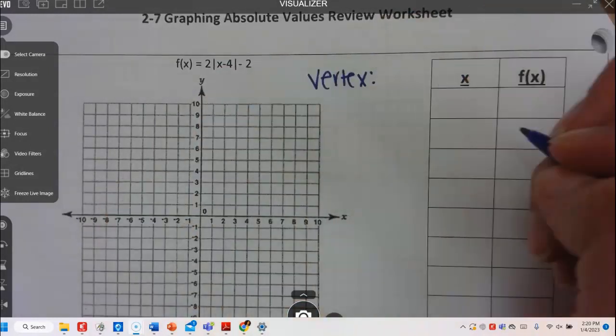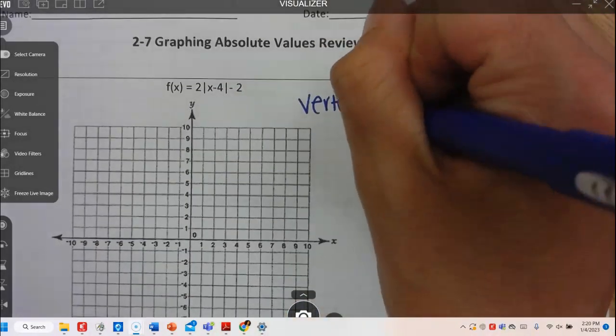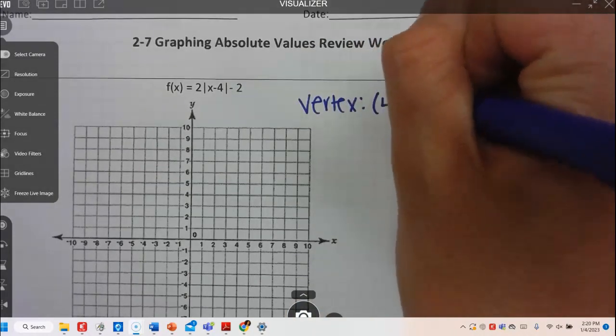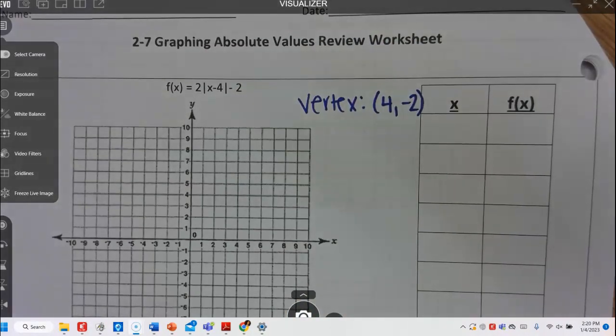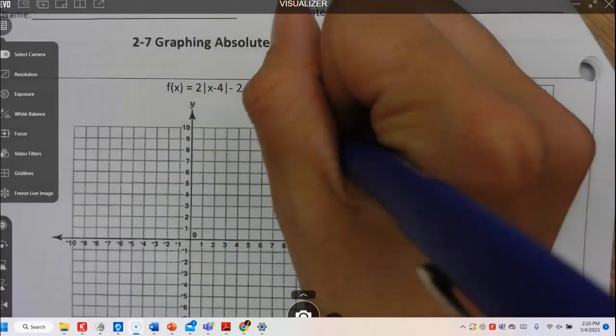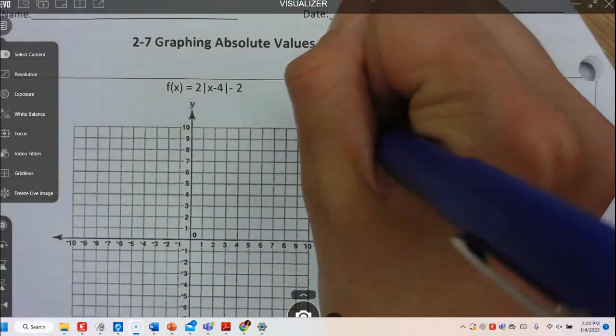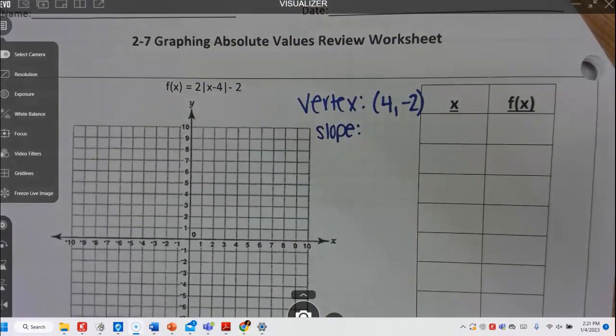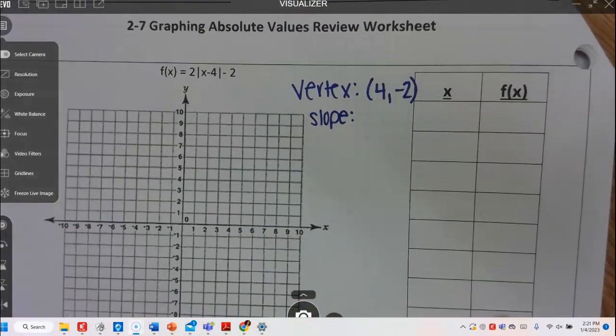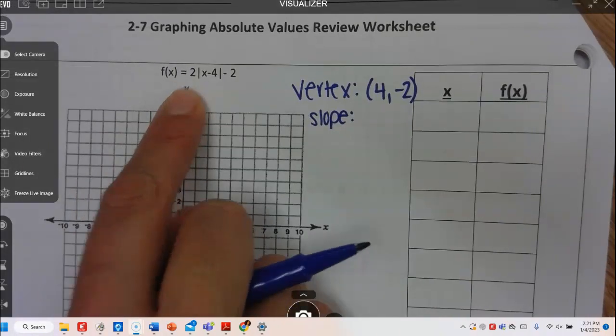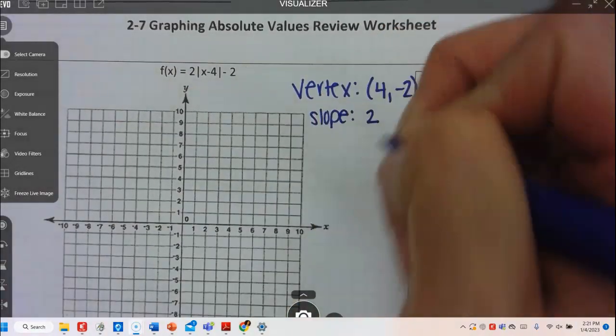So go ahead, Aiden, what's the vertex? Perfect. My vertex is 4, -2. The slope is the A value. So that's what we're going to go to the right of my vertex. So in this case, my slope is 2.